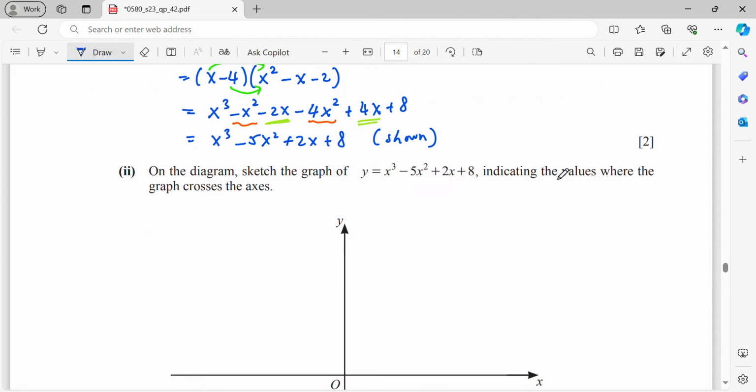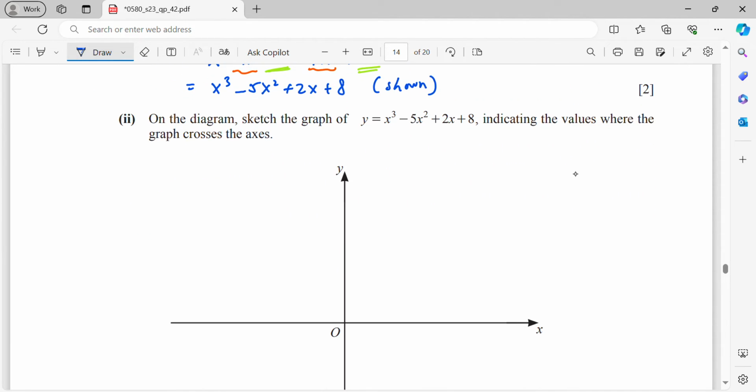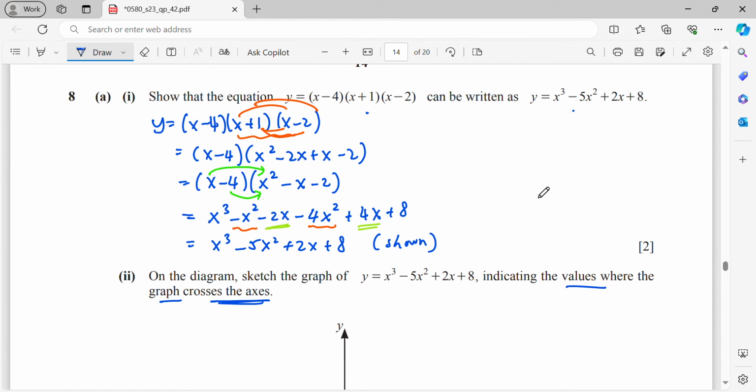Now, part 2, on the diagram, sketch a graph indicating the values where the graph crosses the axis. So when crosses the axis, just refer back to the original form and let the y be 0.